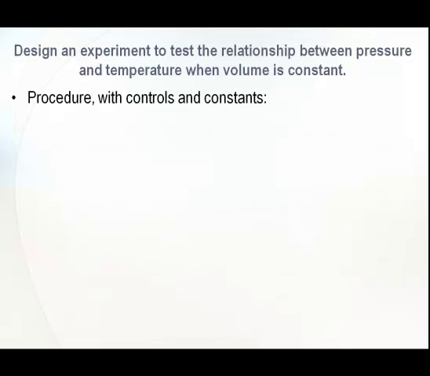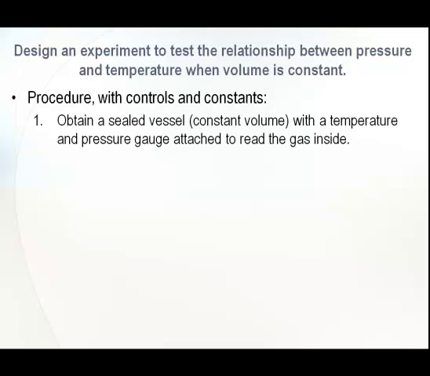So the first thing it asks for is a procedure with controls and constants. So back to our pressure temperature experiment at constant volume. First thing I would do would be to obtain a sealed vessel. So that would be some container which is at constant volume, and it says volume is constant. So I want to make sure that whatever I put my gas in and take measurements from is going to be constant volume, and I do this by having a sealed vessel.